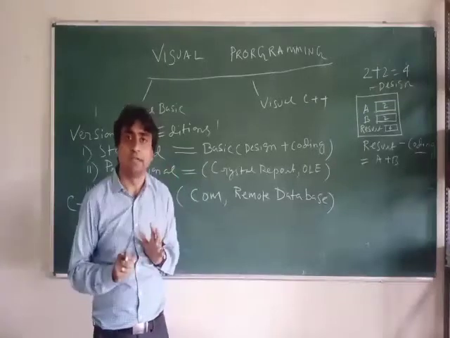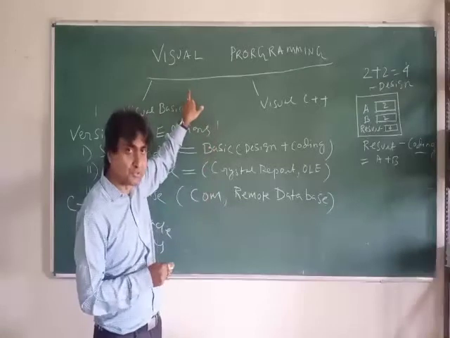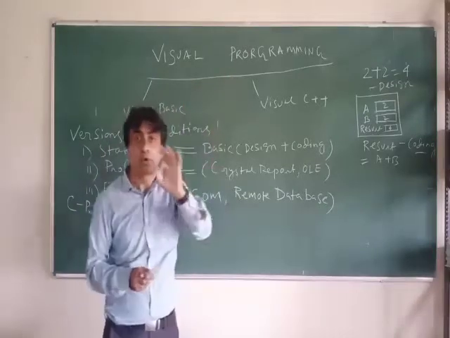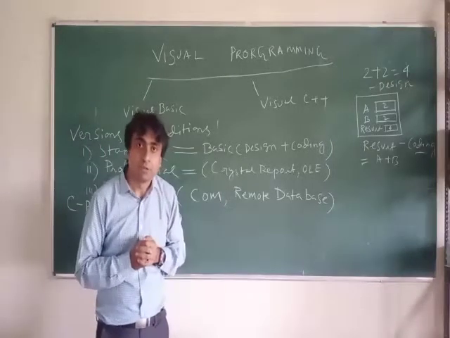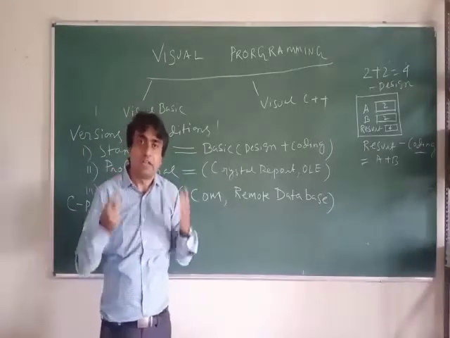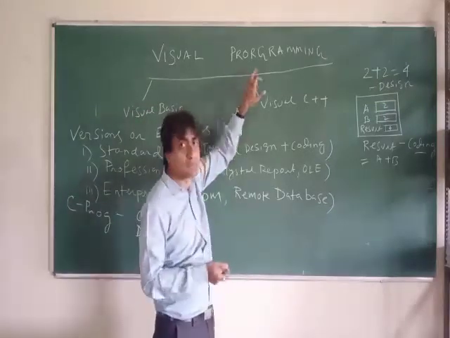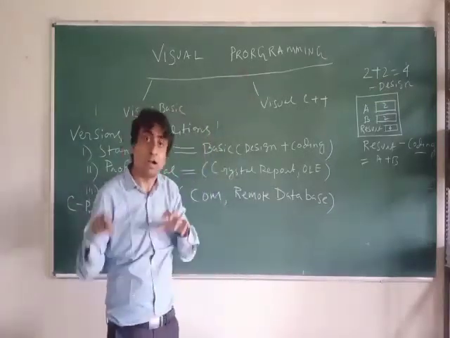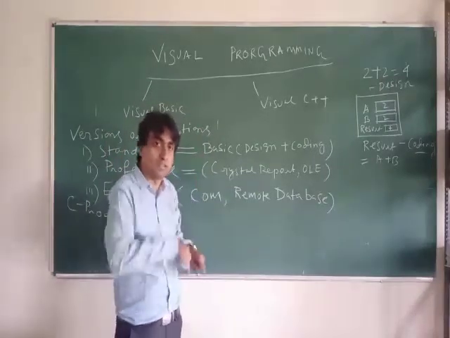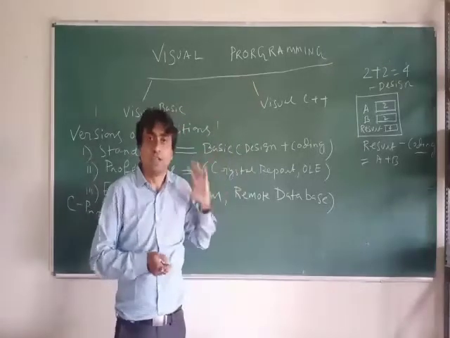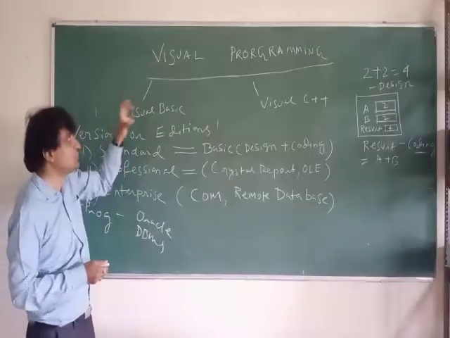Visual programming is a combination of two words, visual and programming. Now what is visual? What is visible to us, what we can see, that is visual. And what is programming? What we write in the editor, in the window, that is programming or coding. Now, why is this word visual coming?